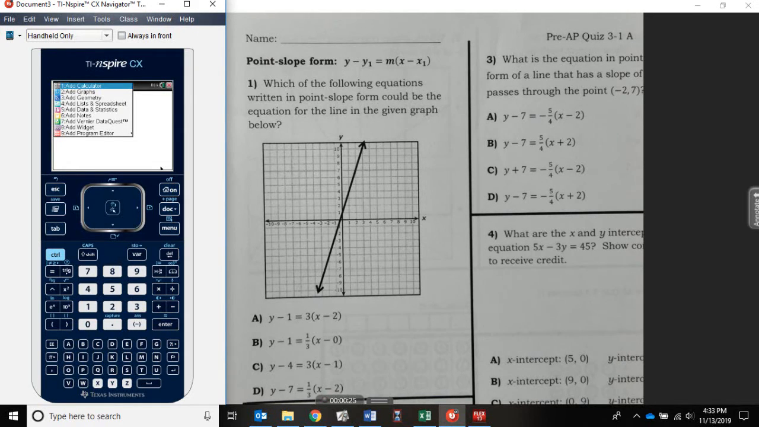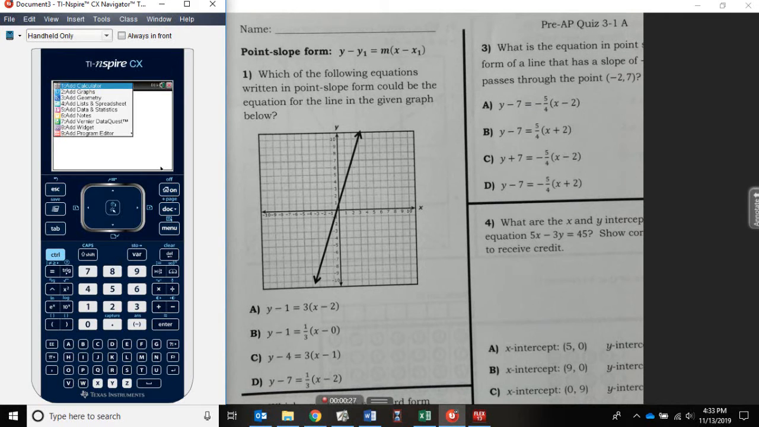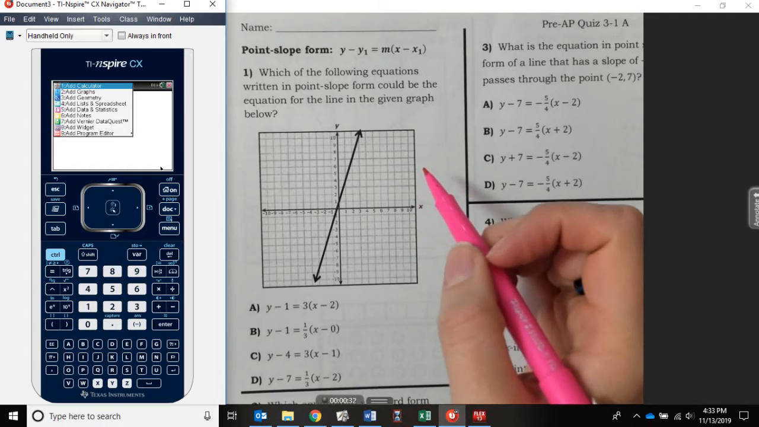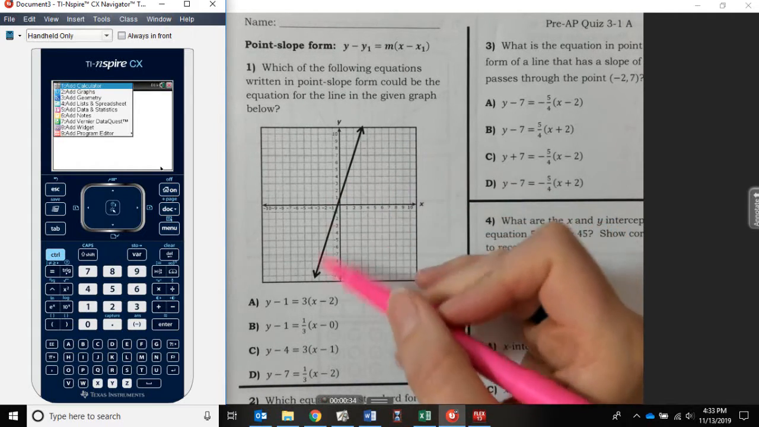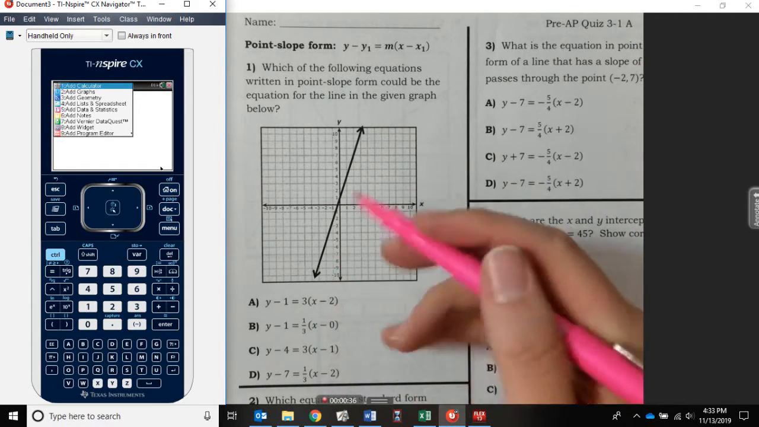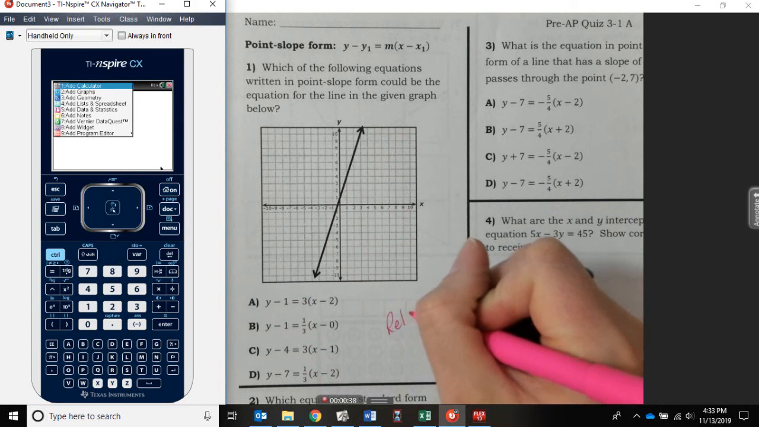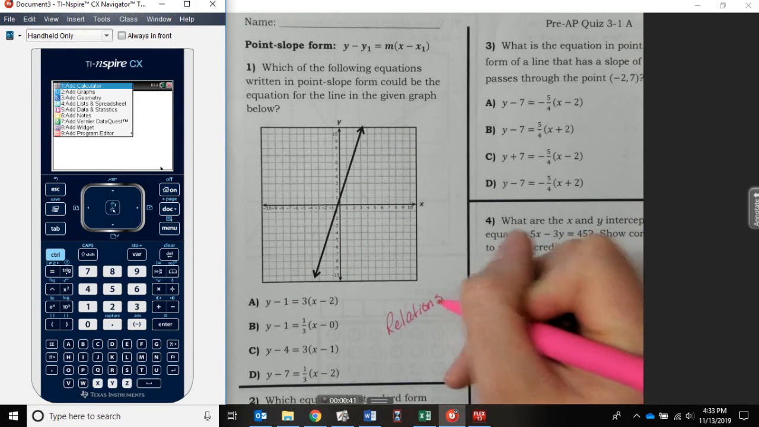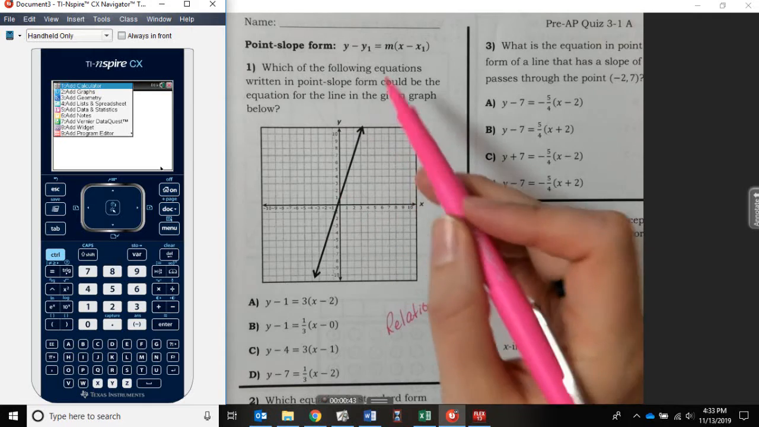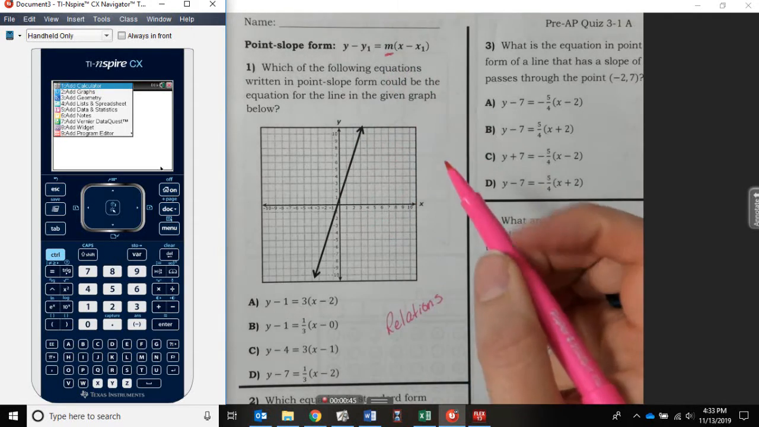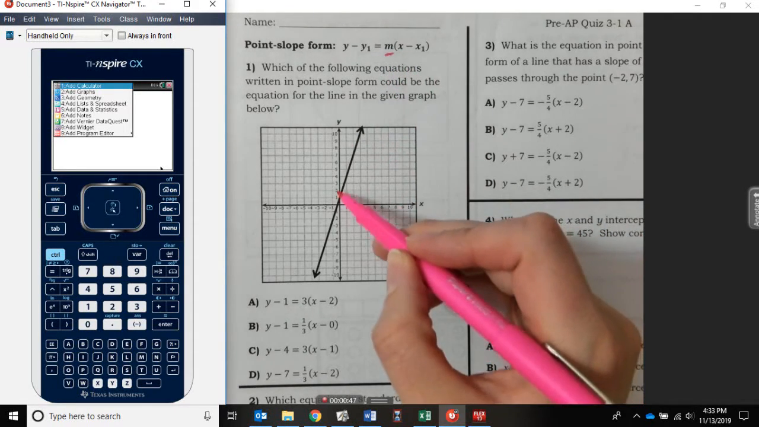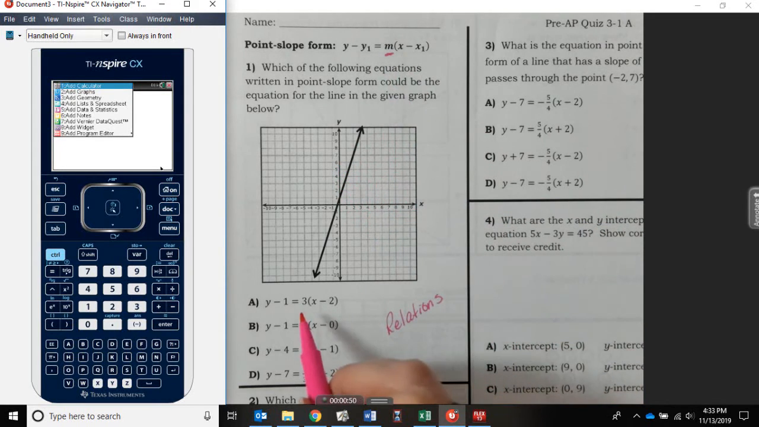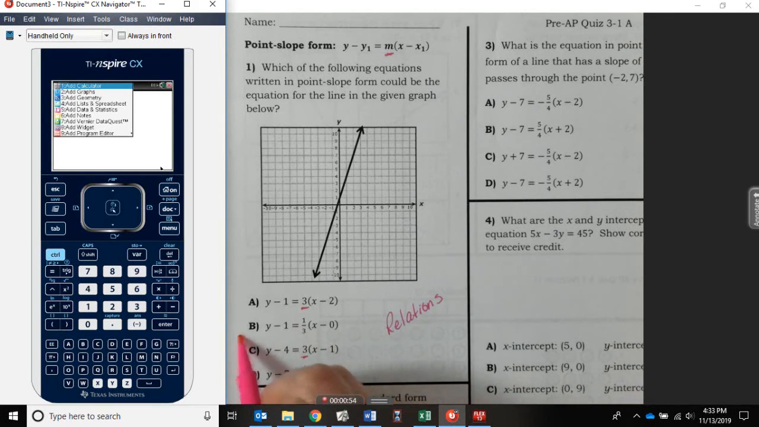So number 1, which of the following equations written in point-slope form could be the equation for the line in the given graph below? You can just graph all of these equations as relations, and you can see which one matches. However, remember, the number in front of the parentheses is your slope, and this is a very steep slope. So I need a number bigger than 1, so it could be this or it could be this. But these two are out.